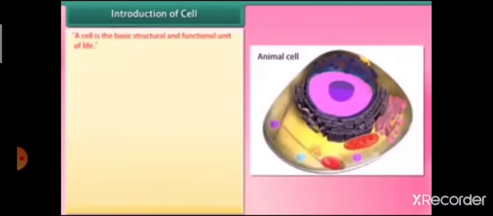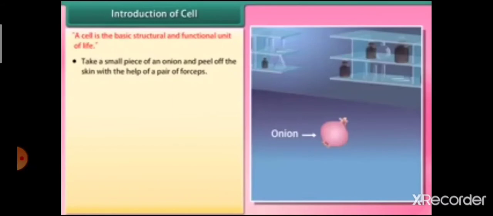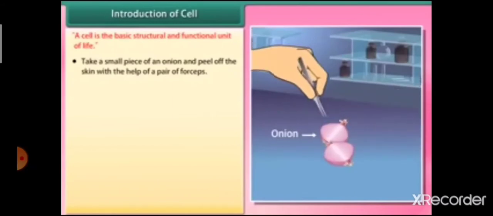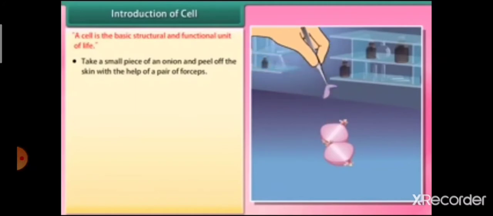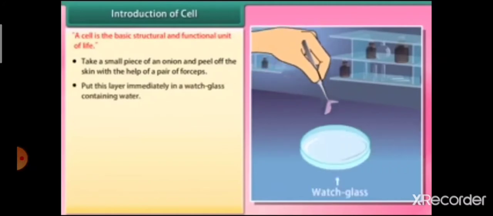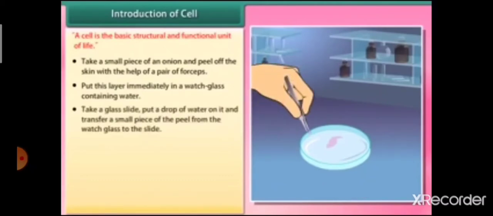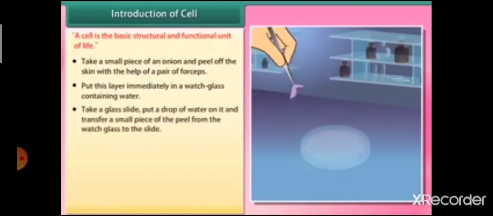Now, introduction of cell. A cell is the basic structural and functional unit of life. That means the cell is the basic unit of life. So for that we need to do an experiment. Take a small piece of an onion and peel off the skin with the help of a pair of forceps. Put this layer immediately in a watch glass.